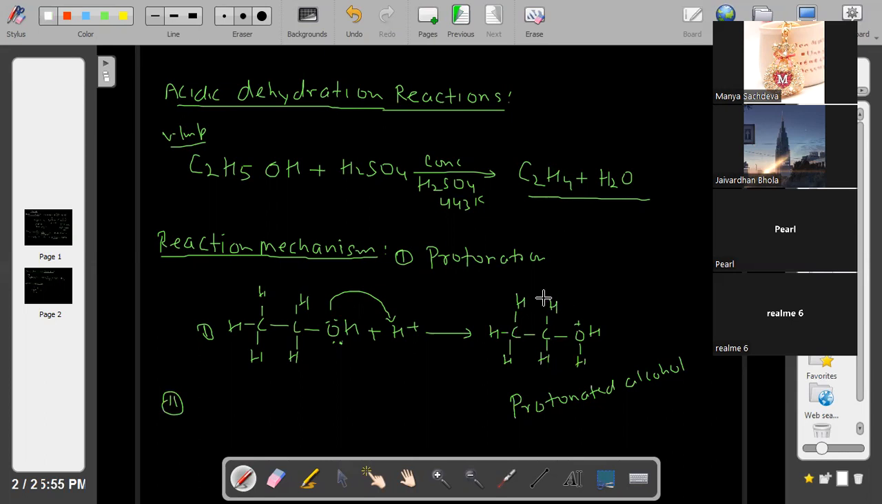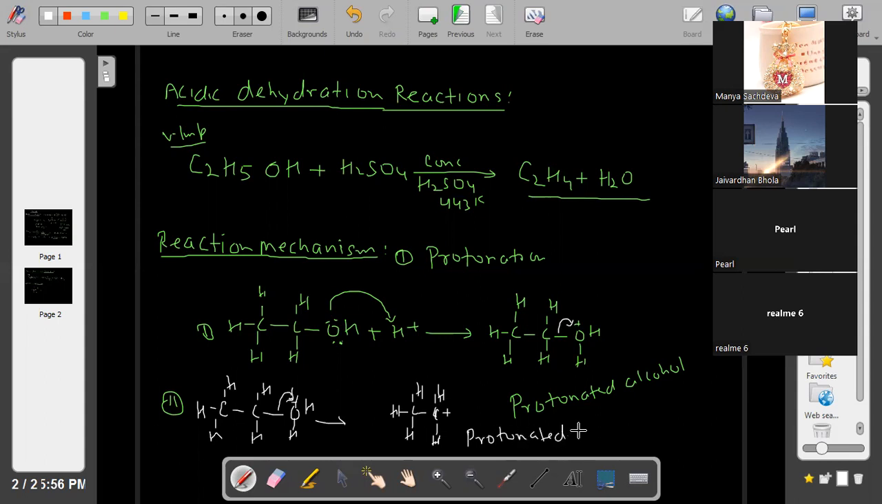Now in the second step, this protonated alcohol takes the electrons from this bond and the water molecule leaves. It will turn into a protonated carbocation, CH3-CH2 plus. That is called the carbocation.